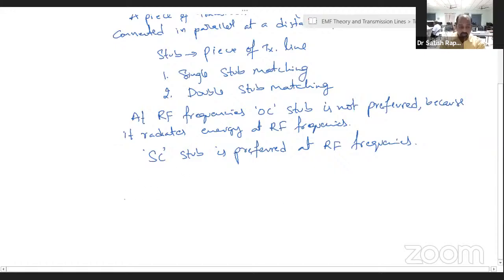So coming to the open circuited and short circuited stubs, let me explain single stub matching. This is the transmission line, the conventional transmission line. Here the load is connected, the load impedance, and this is the input. Single stub means a piece of transmission line is connected like this.